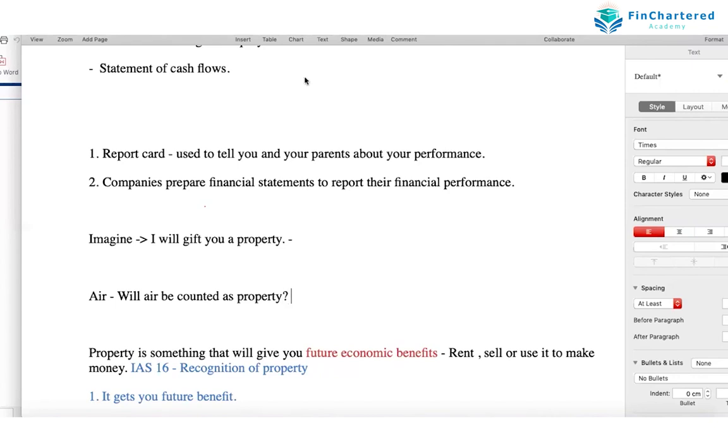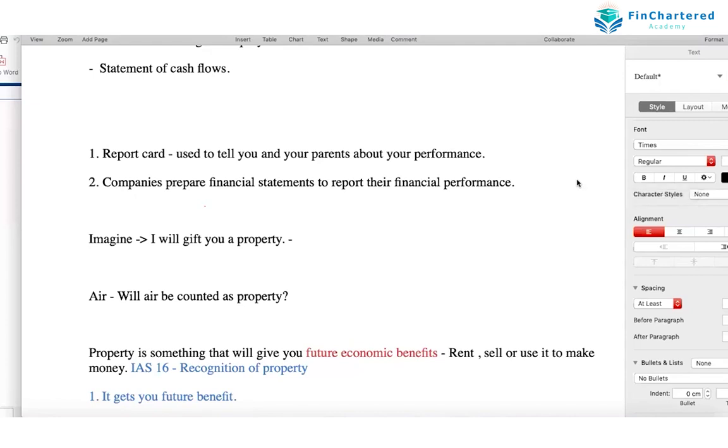I gave this example to Nityashri in a class, and again in the demo also I gave this example. Will air be counted as property? What do you people say, yes or no? If you are just breathing it and getting benefit, or using it to fill up your tires, you're getting benefit. So will air be counted as property?